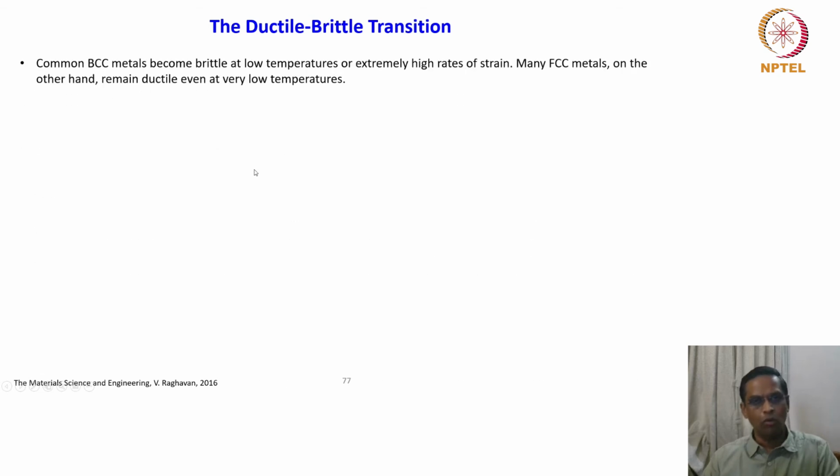Now let us look at little more fundamental aspects. Why does this material behave very differently? Different materials behave differently. Common BCC metals become brittle at low temperatures or extremely high rates of strain. Many FCC metals, on the other hand, remain ductile even at very low temperatures. This particular aspect we have repeatedly seen in the previous lectures, right?